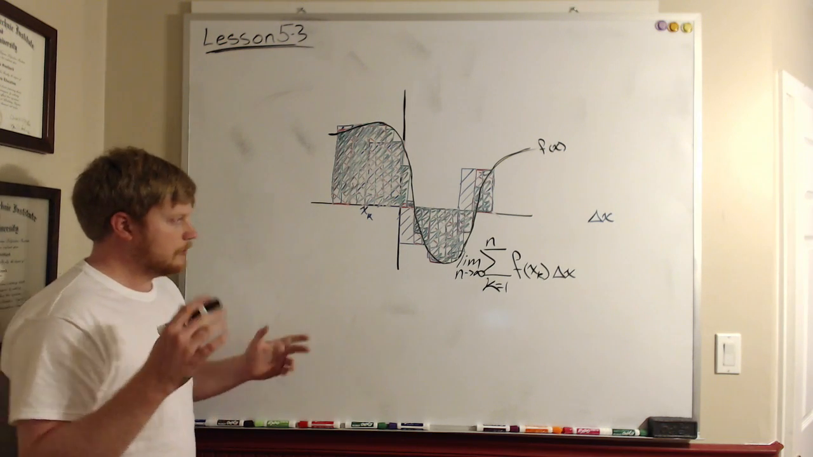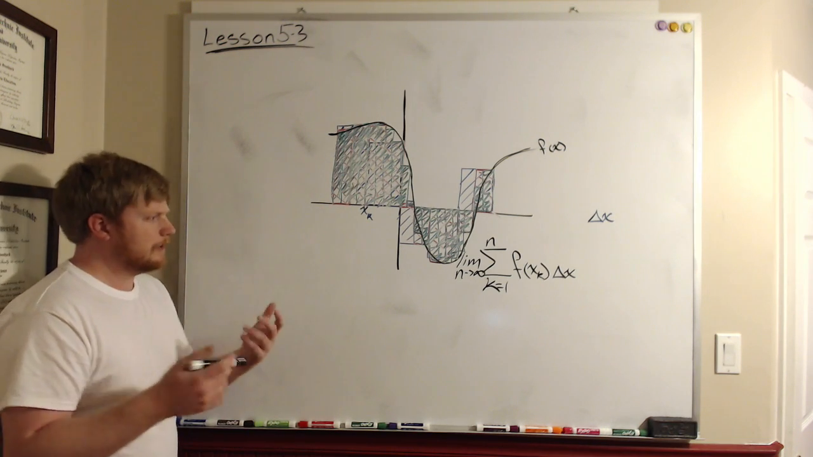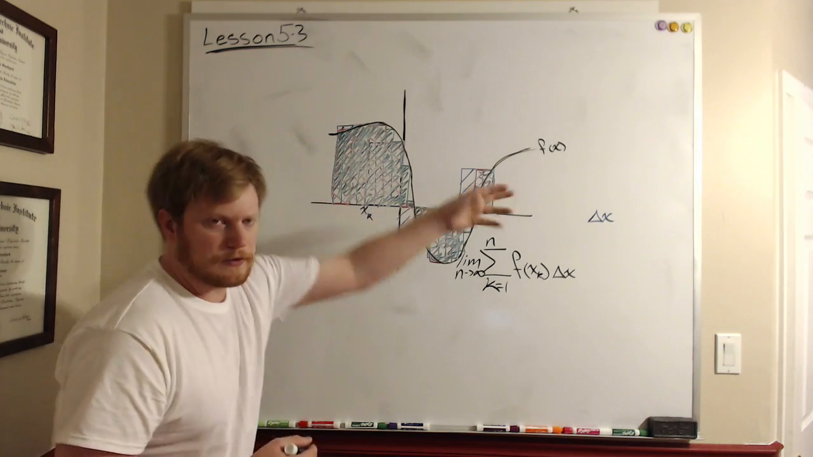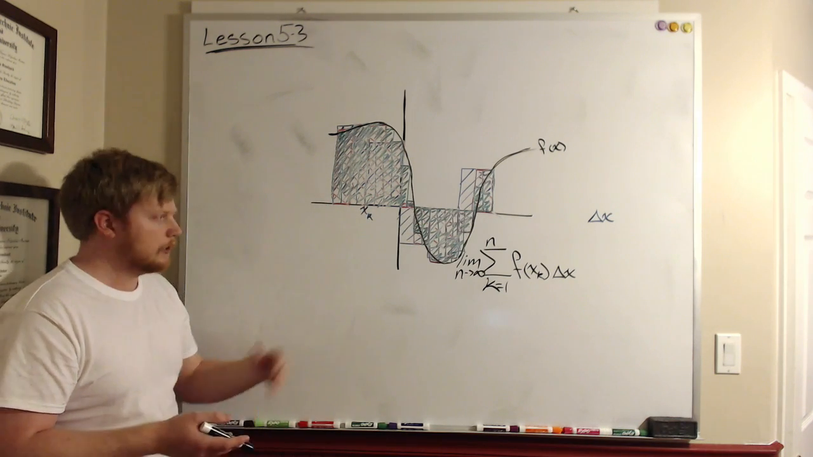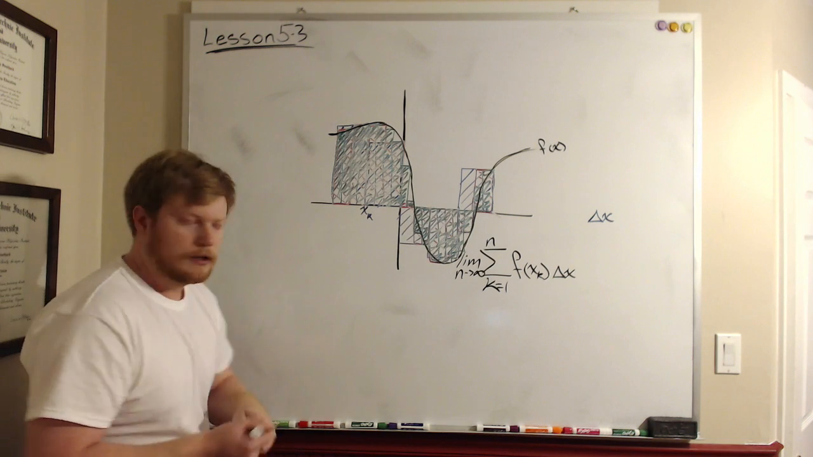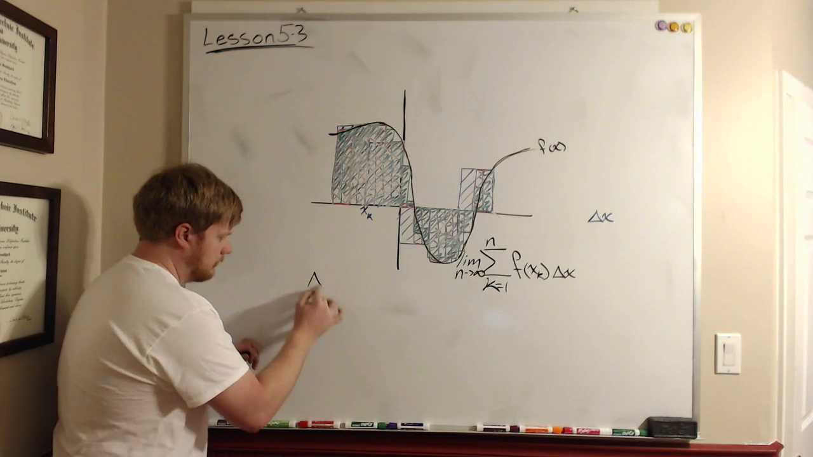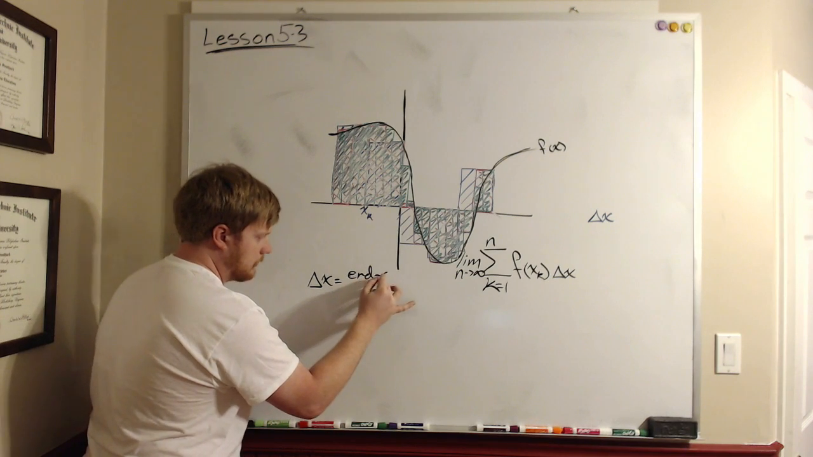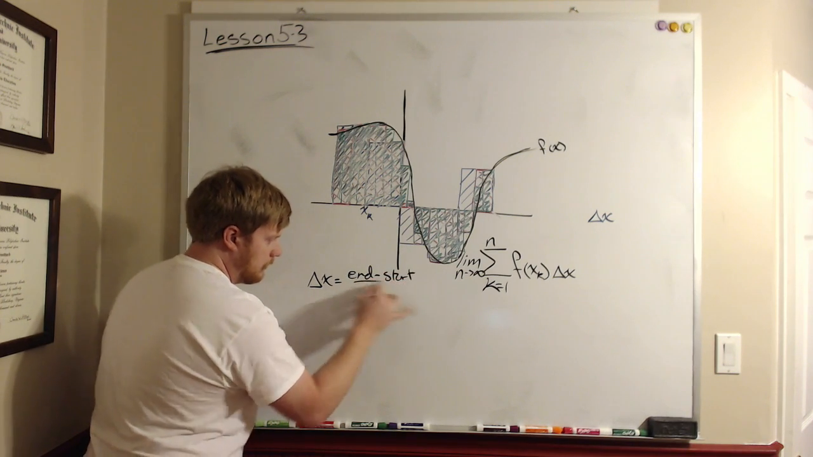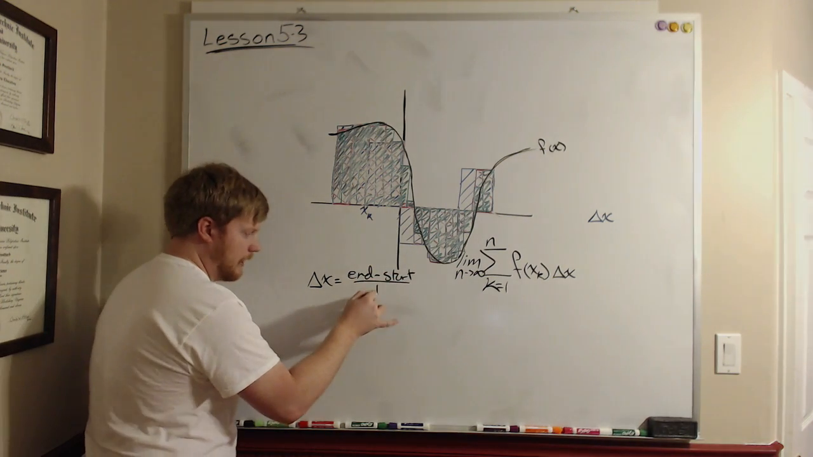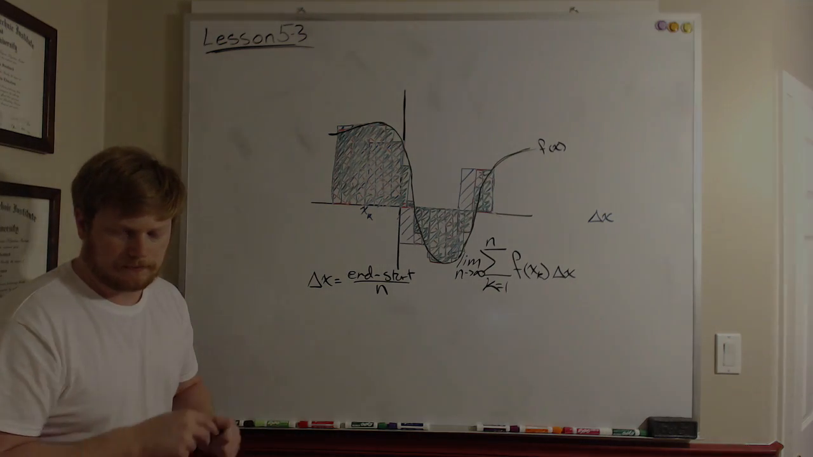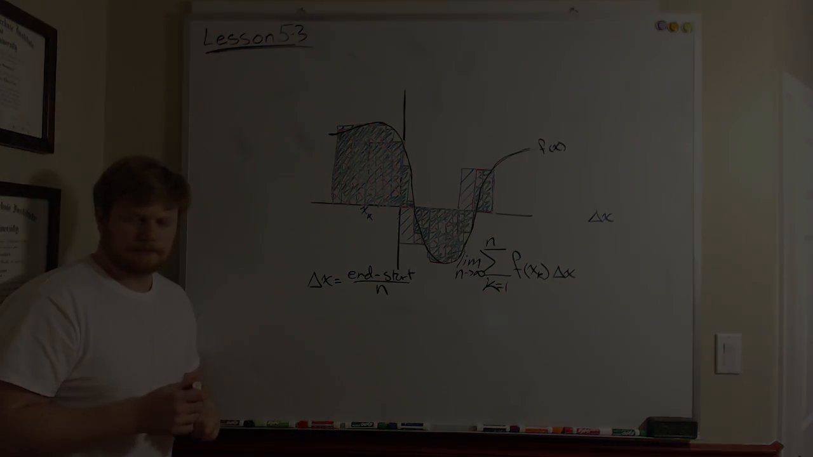Okay. Now, a few things that we need to clear up. How do I find delta x, that change in x? Well, if I know the number of subintervals that I want, and I know where I'm starting and where I'm ending, then delta x is just your end minus your start, or your distance, divided by the number of subintervals that you want.